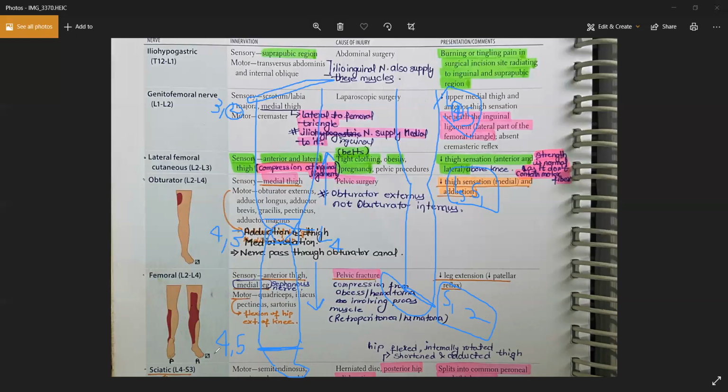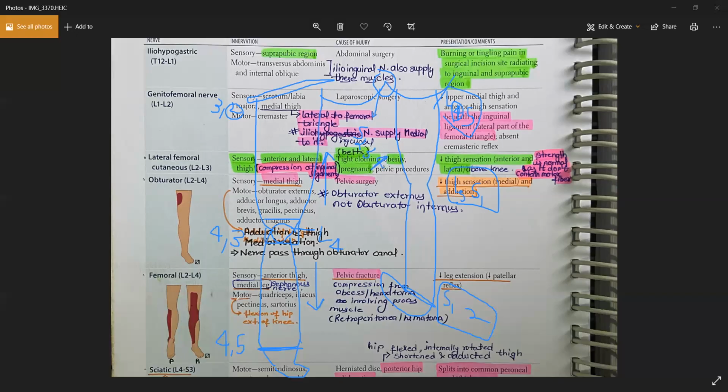One more thing. After this S1 and S2, the S3 and S4 lie in this region, which causes the anal wink reflex. If you remember the pudendal nerve, this is supplied by the S2 to S4. That's why whenever you stimulate the S2 to S4, you can have an anal wink reflex, and that is by the pudendal nerve, if you remember. S2, S3, and S4, right?